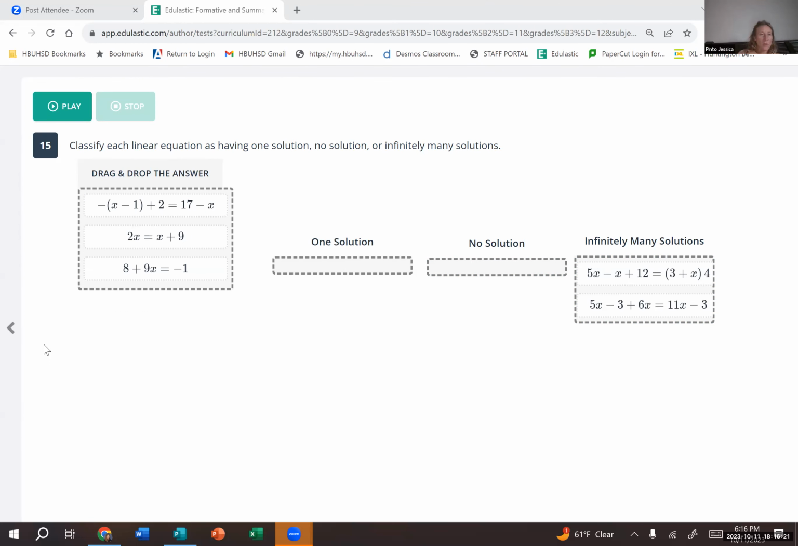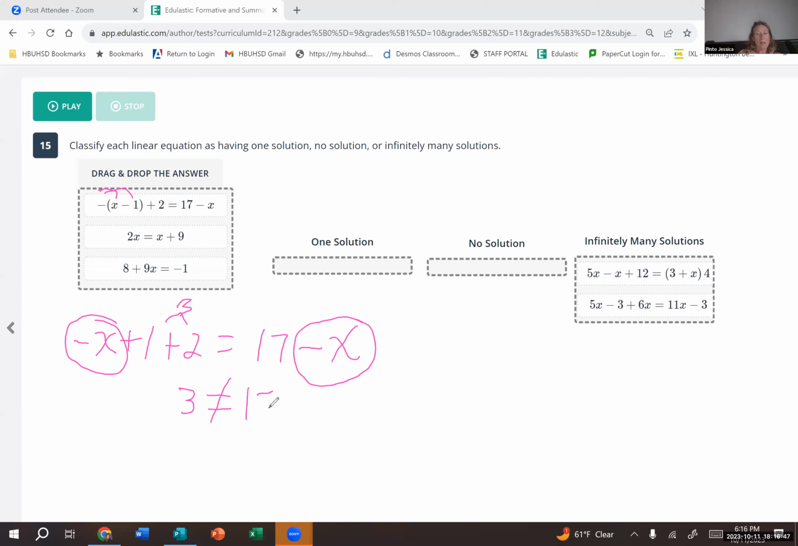Okay, if I distribute the negative sign on this next one, that's going to give me negative x plus 1 plus 2 is equal to, and I'm going to say 17 minus x. So they both have the minus x. So they have the same coefficient, but this is 3. So 3 does not equal 17. So this one is going to be no solution.